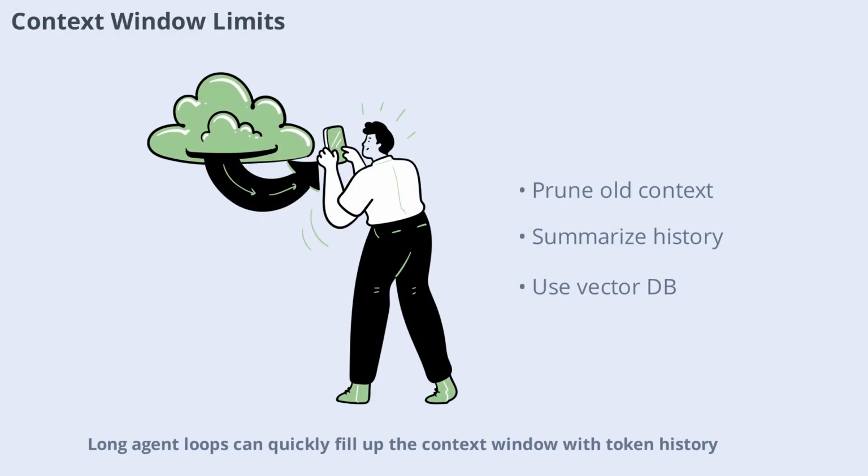Long agent loops can quickly fill up the context window with token history, including thoughts, tool outputs, and system messages. This can degrade performance or hit context limits. To manage this, agents use conversation pruning, summarizing past turns, or moving historical context to a vector database. These strategies help maintain efficiency and prevent loss of important information.